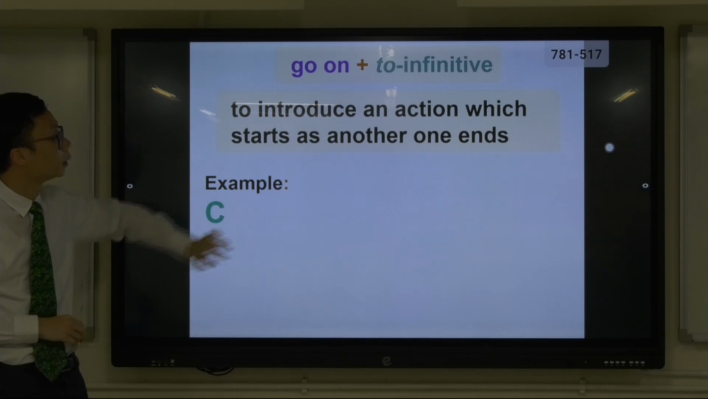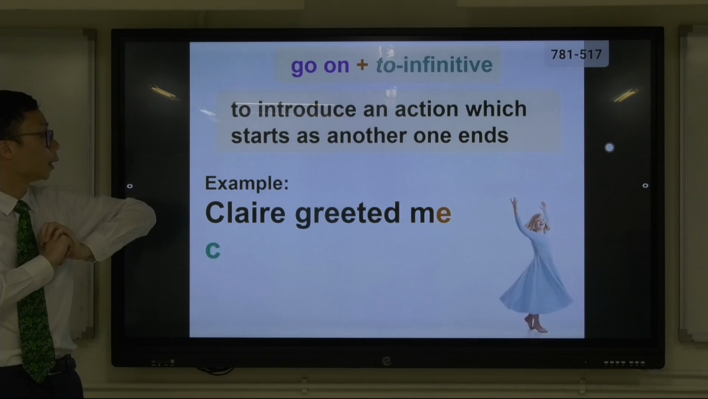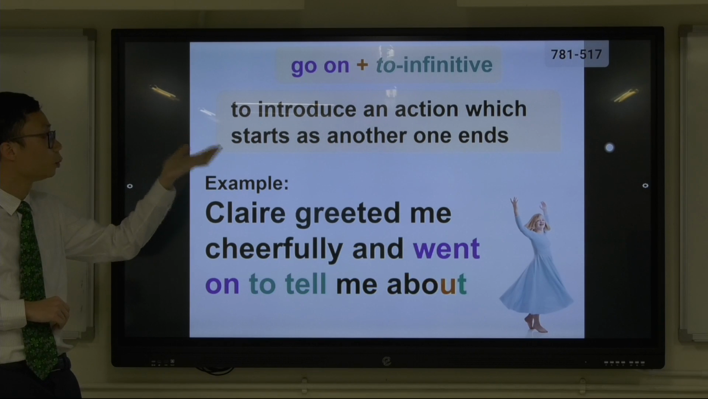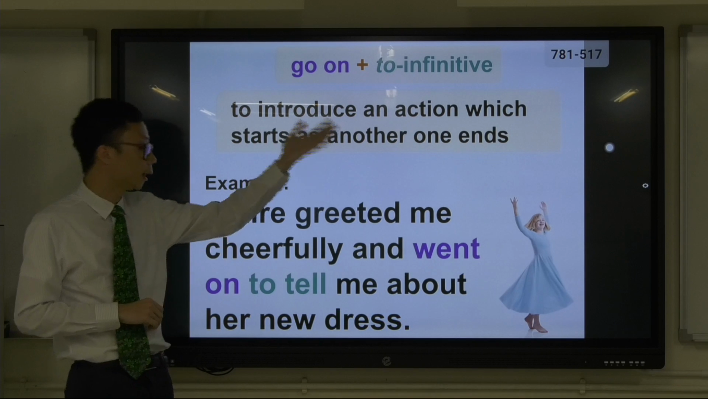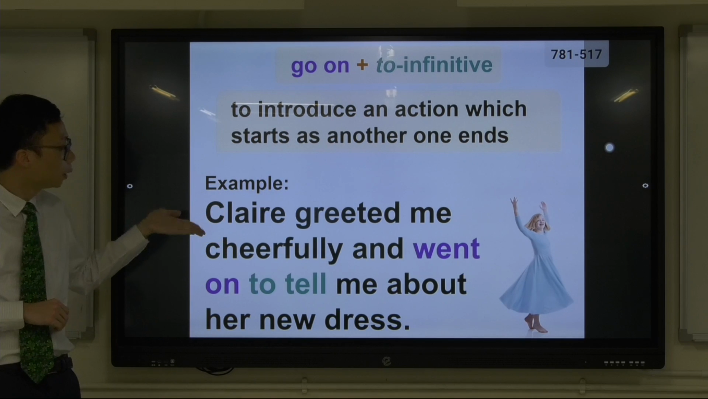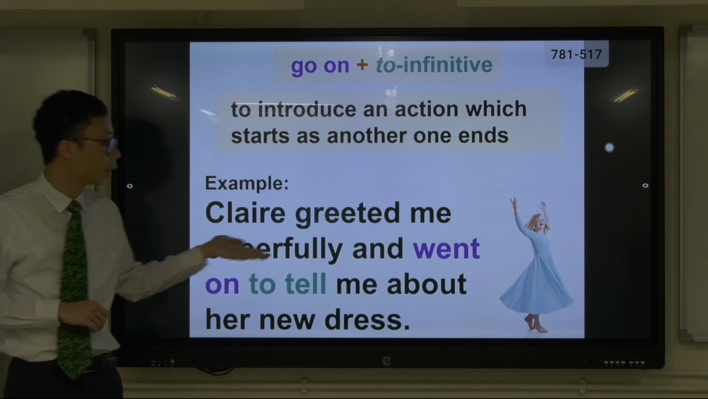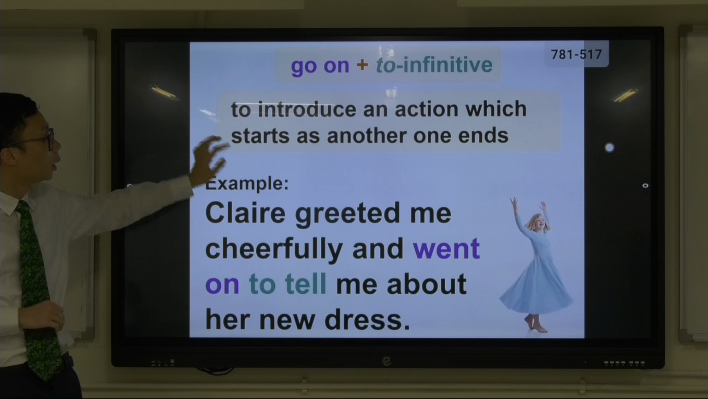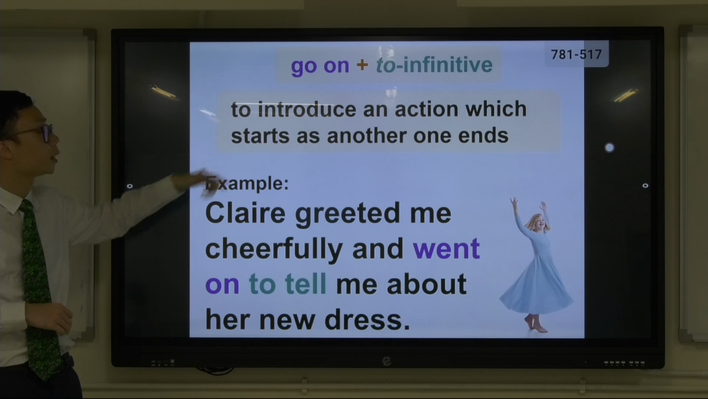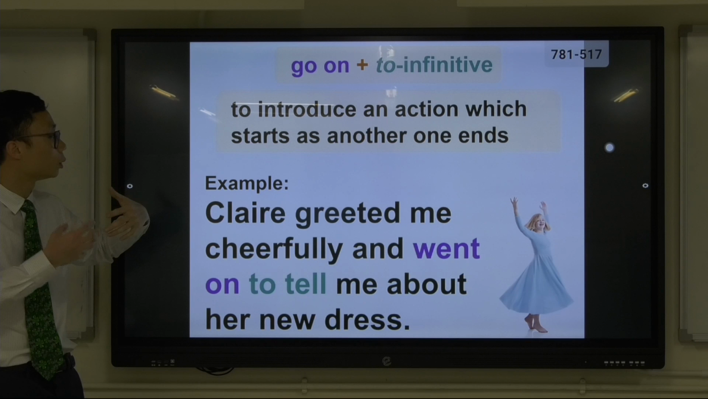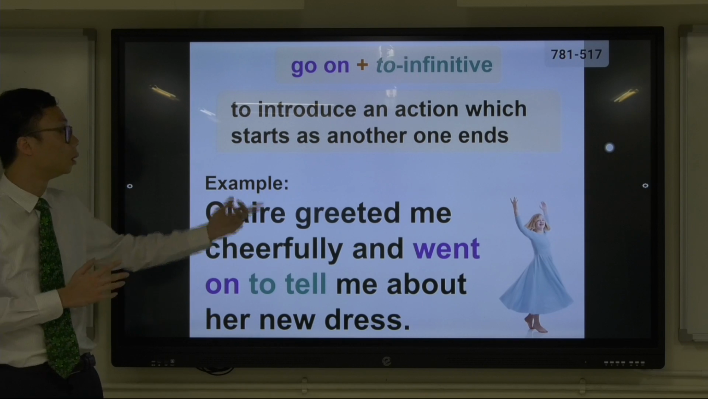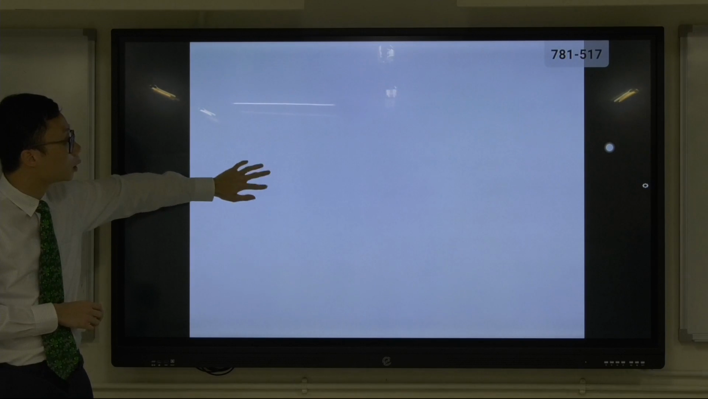Okay, I'll explain this one, another one: go on with an infinitive. It means to introduce an action which starts as another one ends. Here's an example. Claire greeted me cheerfully and went on to tell me about her new dress. It introduces an action which starts just as another one finishes. Okay, we'll look at an example.